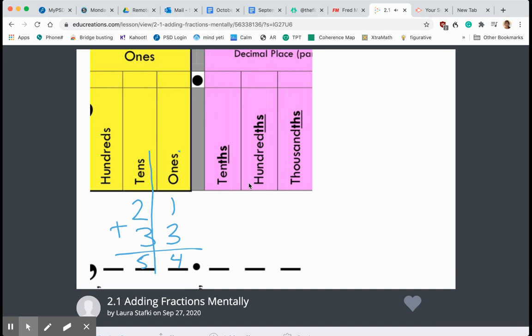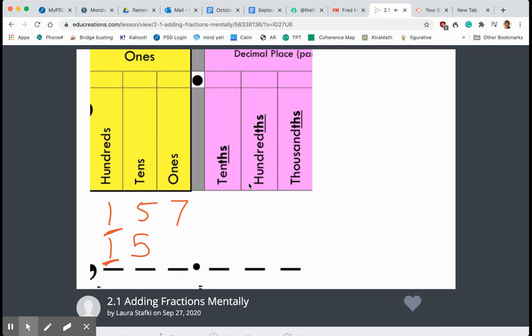It wouldn't make any sense if you had this number and then I had 15 and I put it there. That wouldn't make any sense because this is a value of 10 and this is a value of 100. So you already know that. I just want you to think about that because the same is true with decimals.